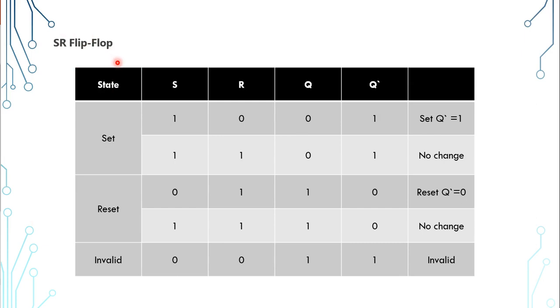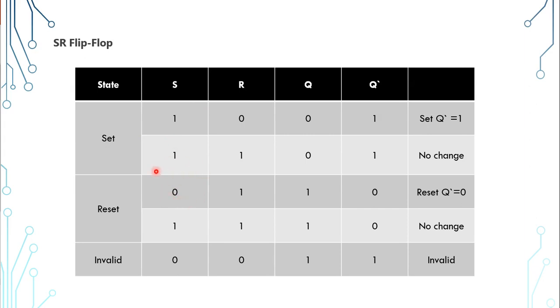These flip-flops have two states: set state and reset state. When S is set to 1 and R is set to 0, the Q bar is set to 1 and the Q remains at 0. When S is set to 1 and R is set to 1, there is no change in the outputs. The outputs will remain in the previous state.